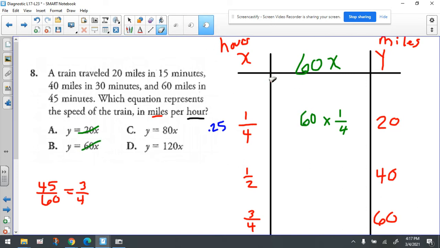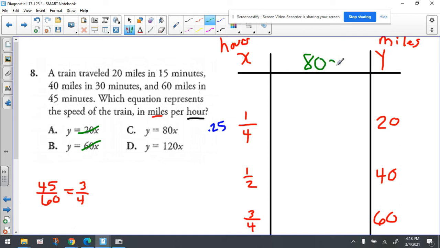All right, let's move on to choice C. Choice C, the function is 80x. So if we take 1/4 of 80, in other words, substitute in our x value in the place of x and multiply, we're checking to see, do we get this number of 20? And the answer is yes. If we multiply that out, this is really the same thing as 80 divided by 4, by the way, we get 20. So now let's check to see if it works for the other x values that we have.